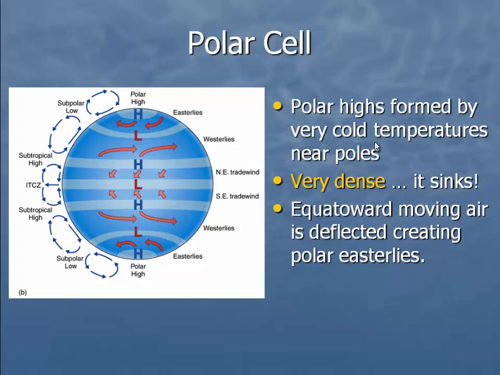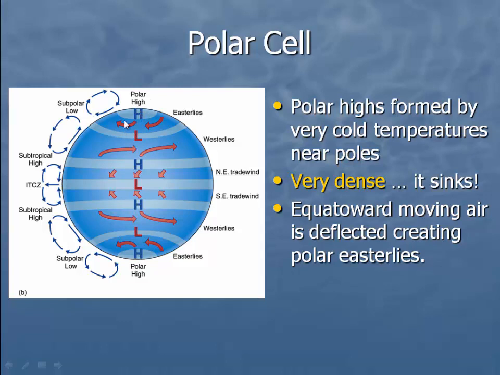The final cell is the polar cell. The polar cell is also a thermally direct circulation, and it's thermally direct because it's really not getting any incoming solar radiation, and so the air is very, very dense. It's very cold and dense, and sinks at the north and south poles due to the high pressure. Air is sinking. It's high pressure. It's very dense. It returns to the latitude bands of 60 north and 60 south.